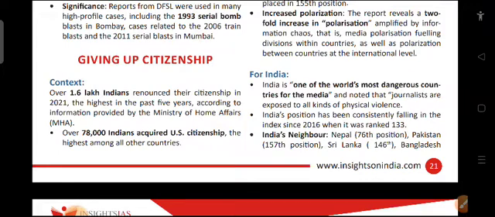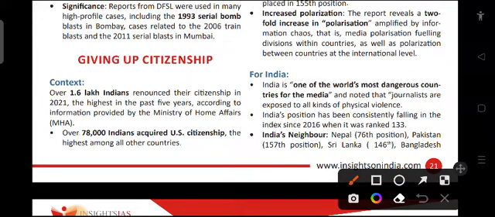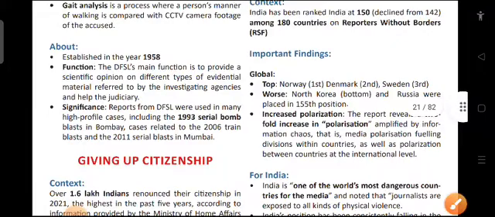Then India's position has been consistently falling in the index since 2016, when it was ranked 133. So from 2016 our ranking is falling. We entered 142 and now it is 150.